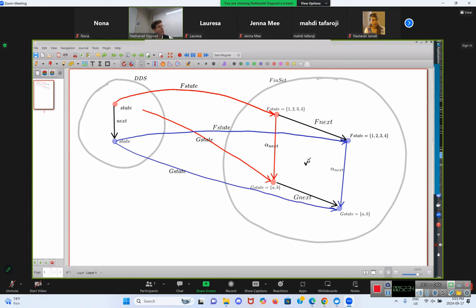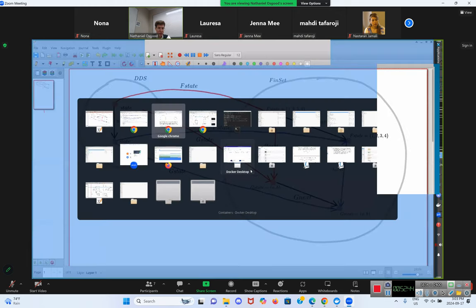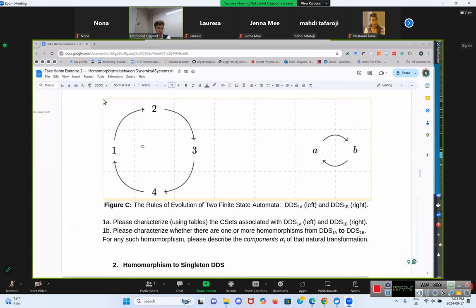I want to use composition of one to A, three to B. Well, okay, so let's think about that. One to A, three to B. I'm going to say there's going to be a problem here. You said, what is two?